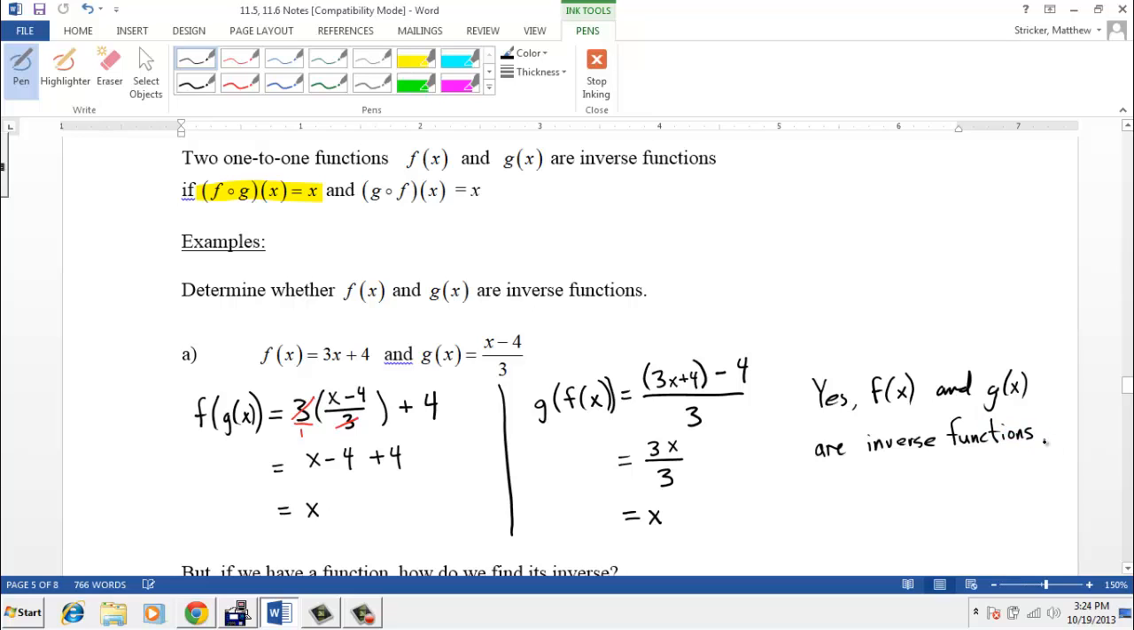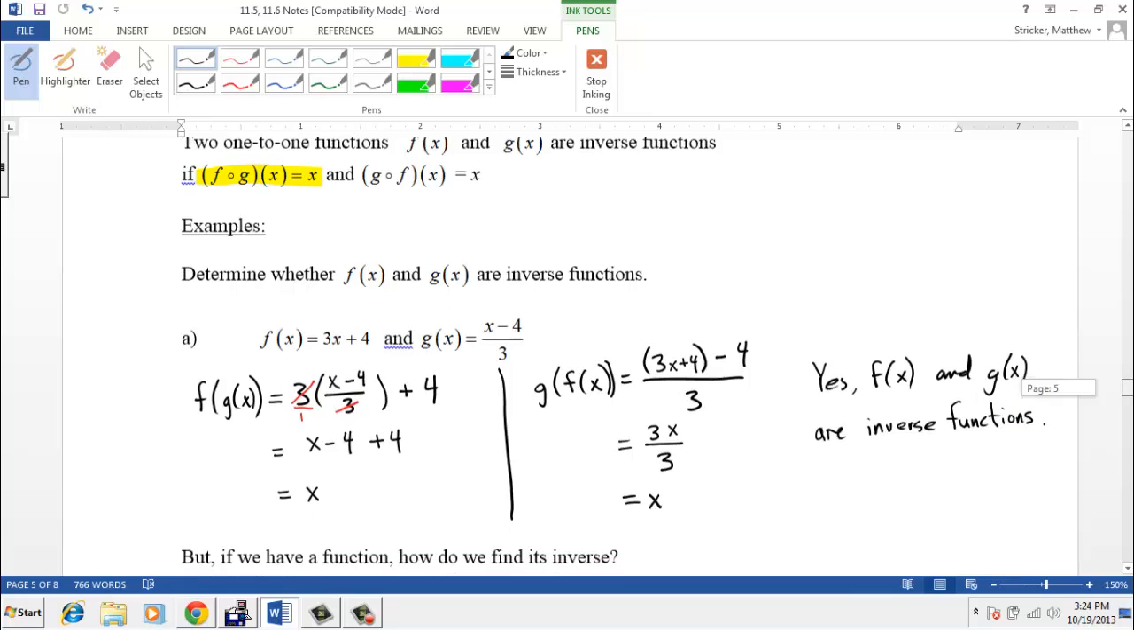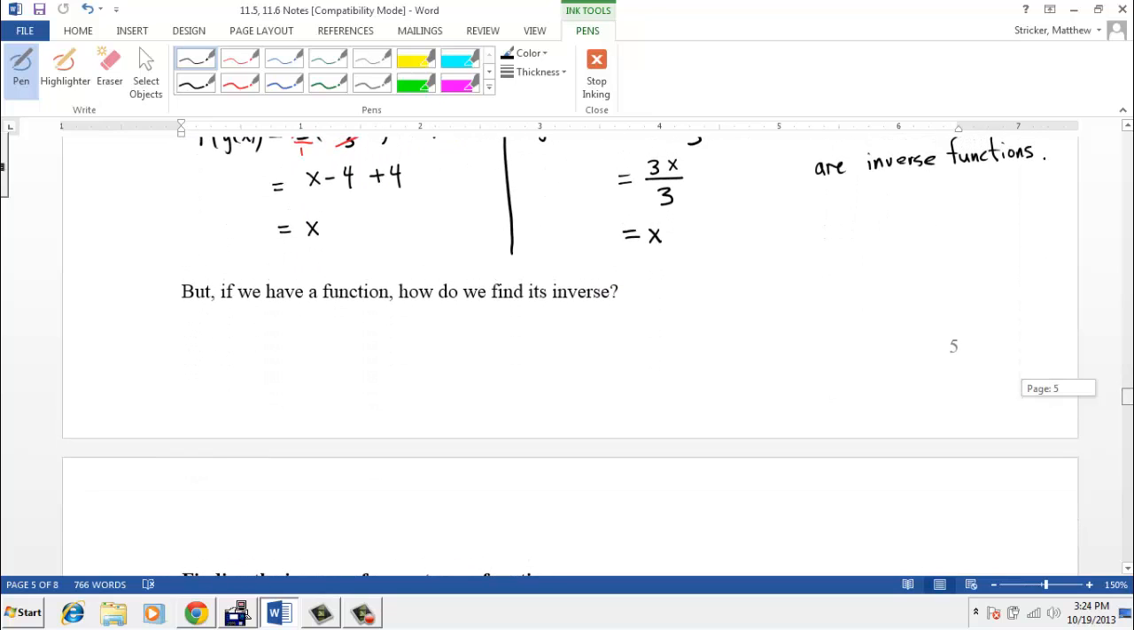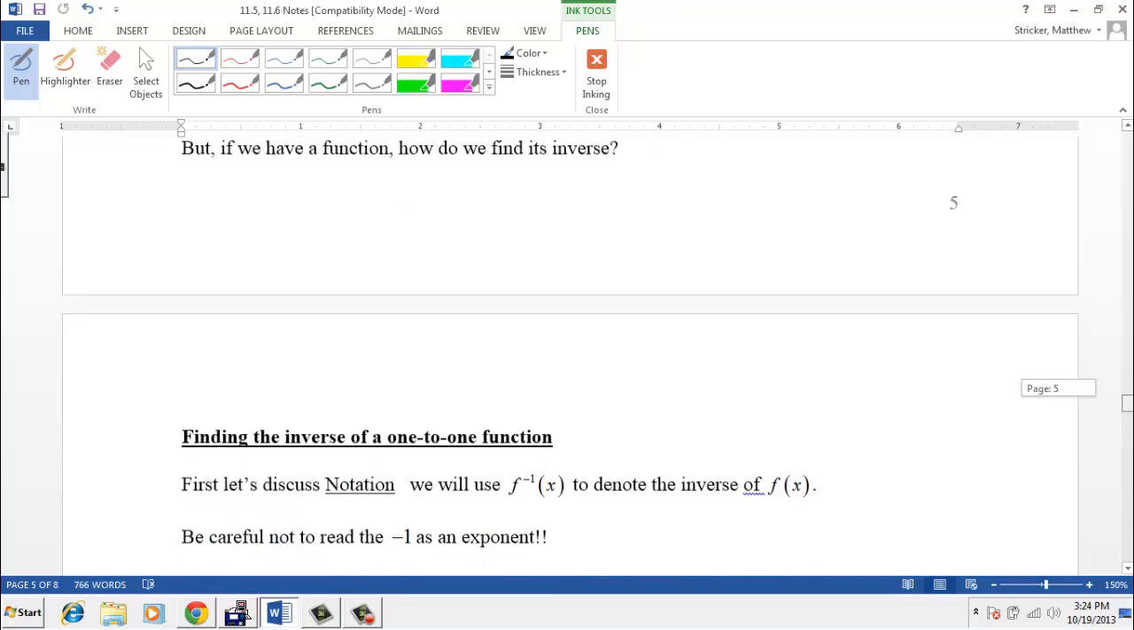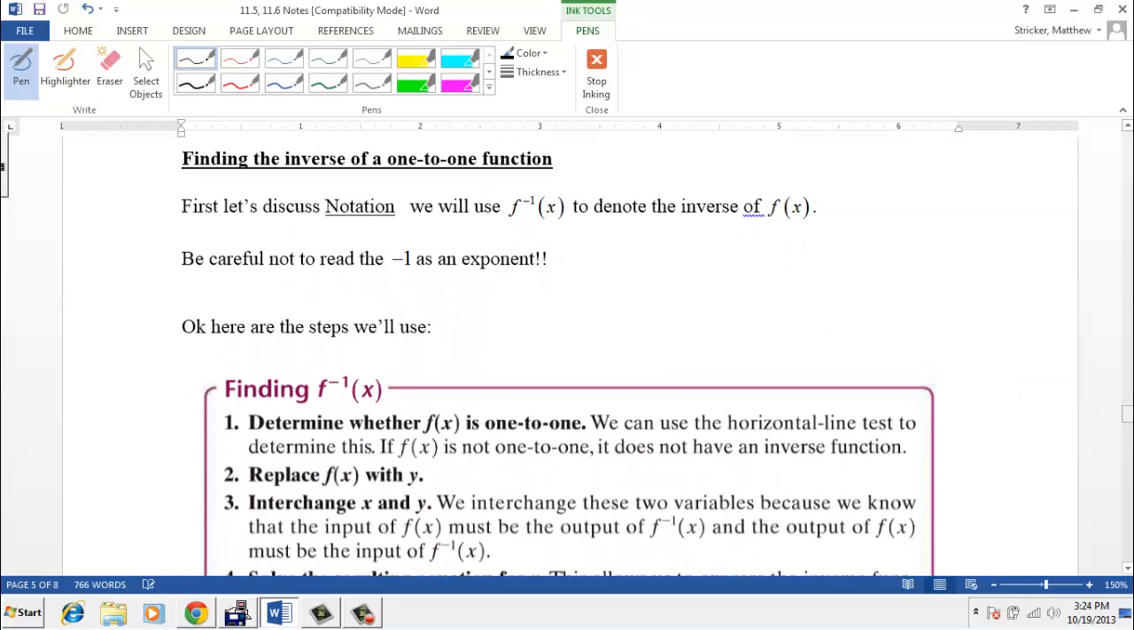F of x and g of x are inverse functions. Alright, but if we have a function, how do we find its inverse? And that's the next part here. This is what we are building up towards. Okay, notation wise, I already mentioned this.